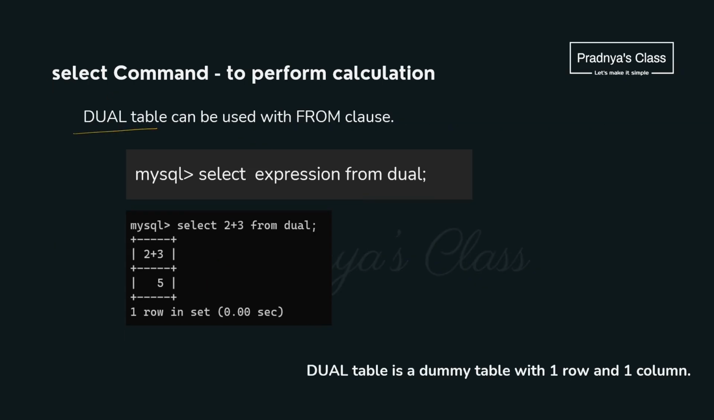Dual table is a dummy table with one row and one column. Look at the syntax: select expression from dual. The same query we are writing with the use of the dual table. Please make a note of it. In this we couldn't give any column header. Whatever expression we are mentioning, that will be the column header.